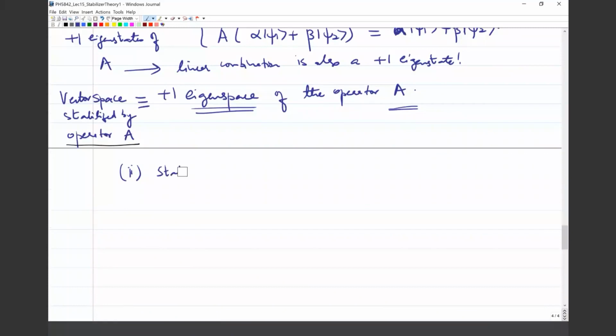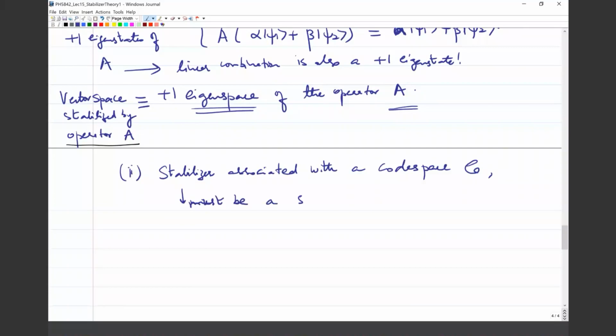Suppose I talk about the stabilizer associated with a code space C. Then this stabilizer must be a set of commuting Pauli operators. So this stabilizer is what I call S, right?